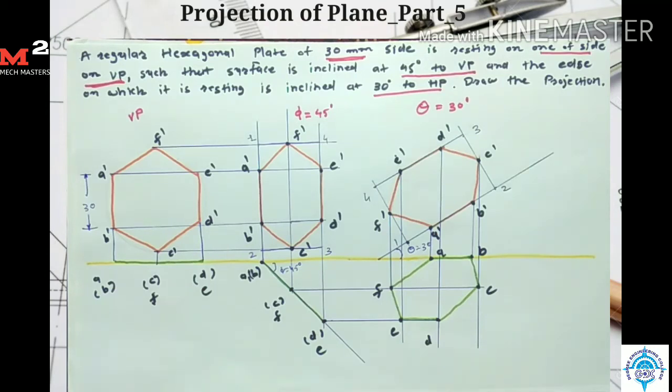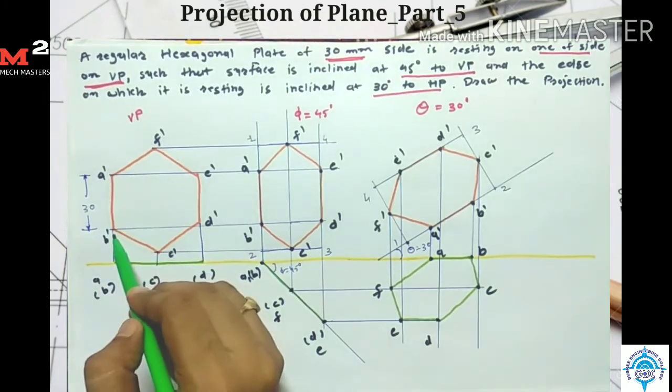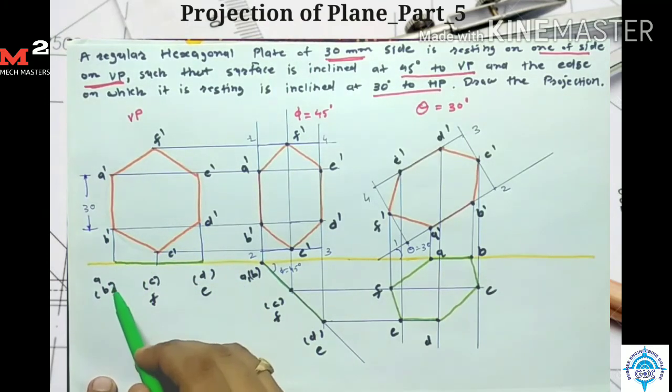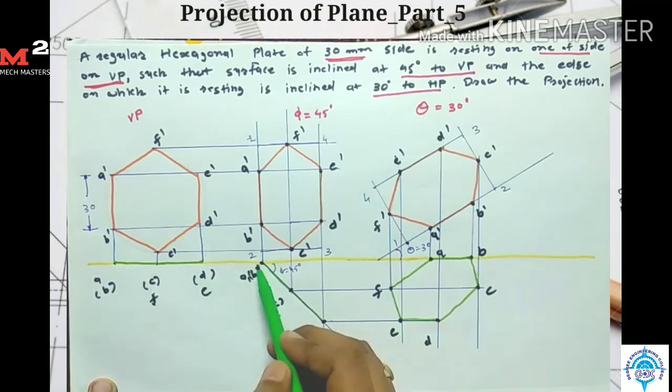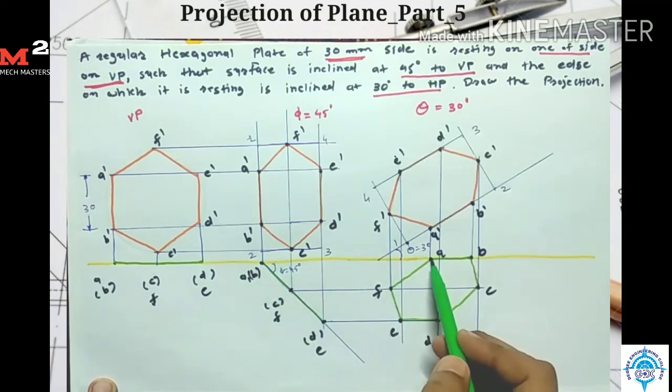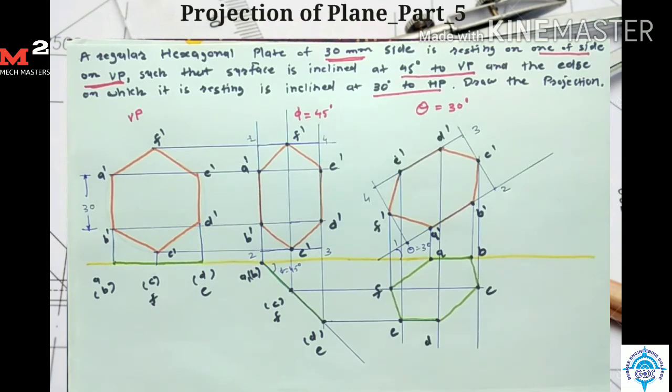Before ending, I check whether the side on which the plane is resting is always on the reference line or not. Here the plane is resting on side A dash B dash. So I check whether points A and B are on the reference line or not. Here points AB are on the reference line, here too, and here too. So I complete this problem and conclude this lecture here.